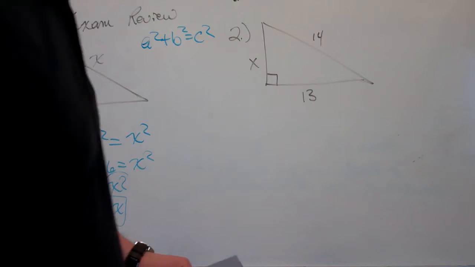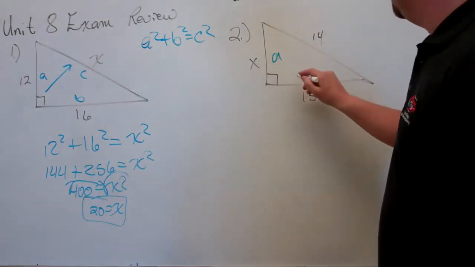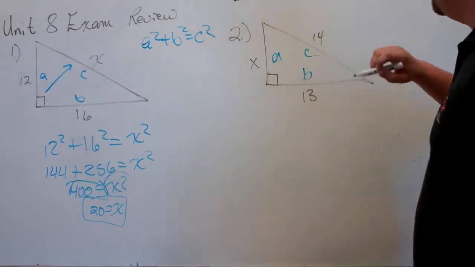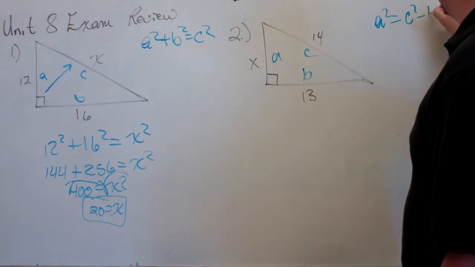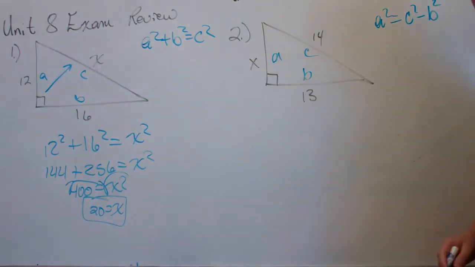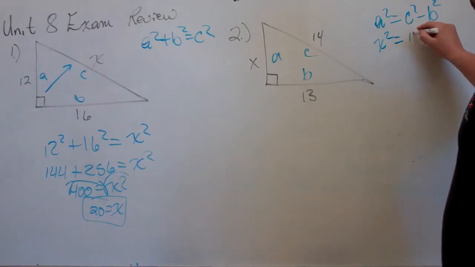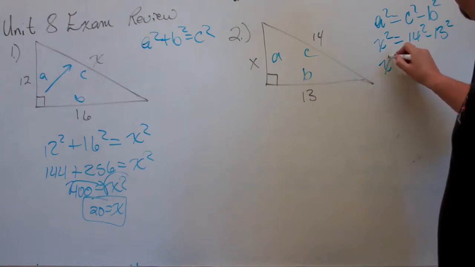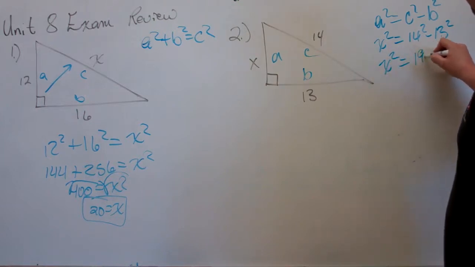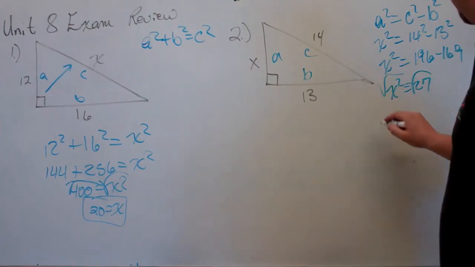All right, number two, we're going to use the Pythagorean Theorem again, but this time this is a, b, and c. We're going to rewrite it a little bit. We're going to say a squared equals c squared minus b squared. All right? So x squared equals 14 squared minus 13 squared. So x squared equals 196 minus 169. x squared equals 27. Take the square root.